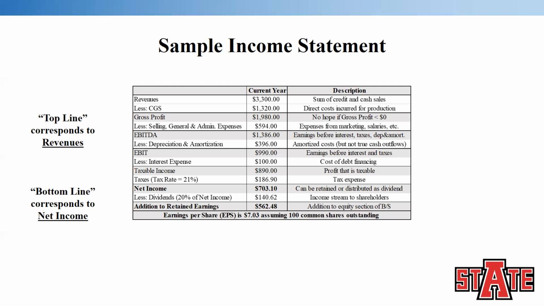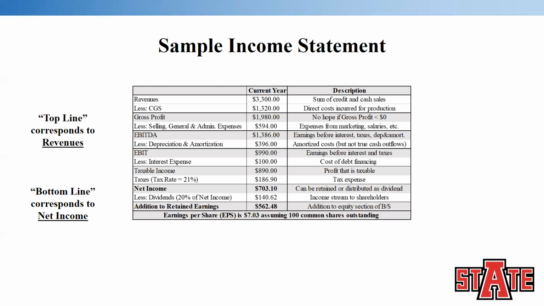And so for our purposes here, this company earned revenues of $3,300. That is the sum of both credit and cash sales. So notice that's all sales earned in the year in question, not necessarily all the cash collected.